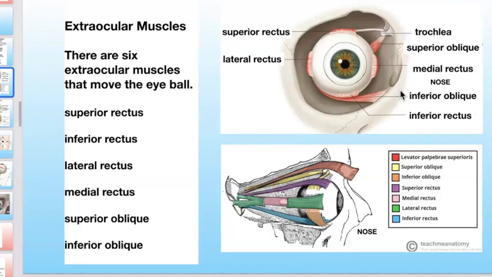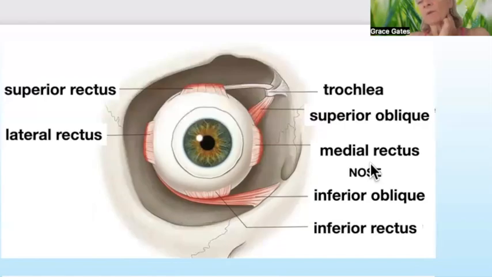In the pictures on the side, please take note of where the nose is so that you can orient yourself. Both of these pictures are of a right eye, and I chose all pictures of the right eye so that the nose will be on the same side of the picture when you are learning, right?